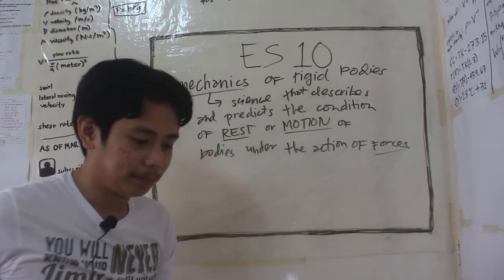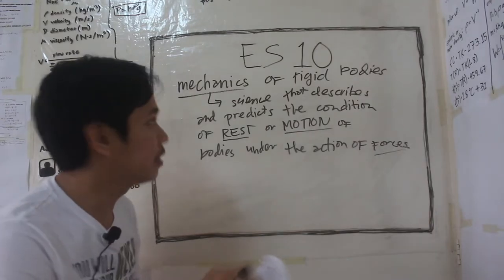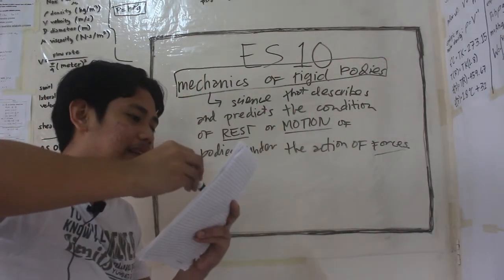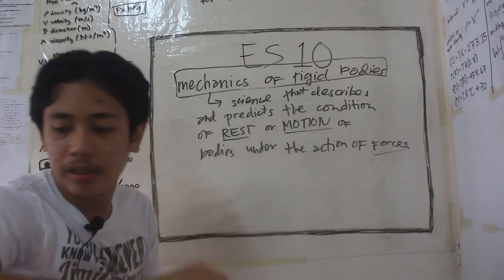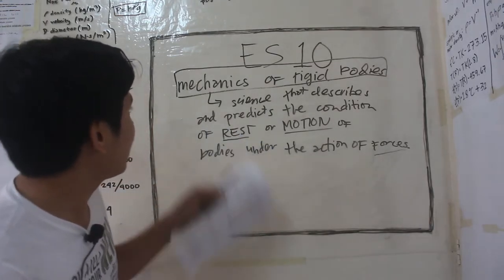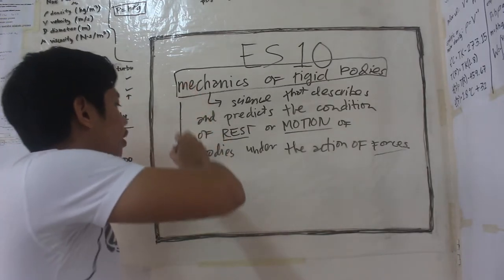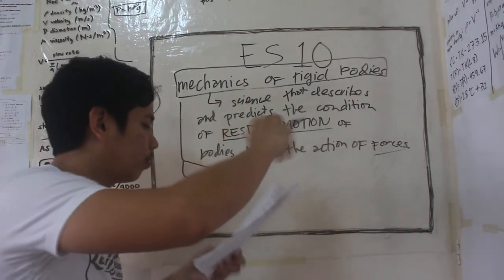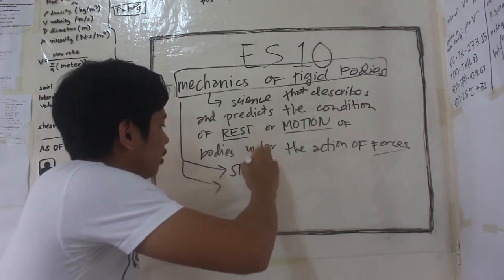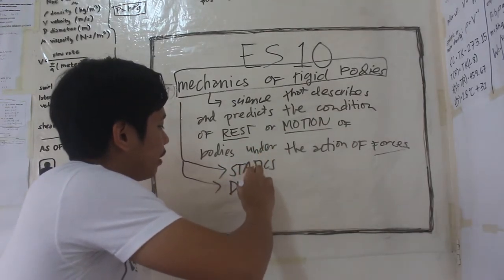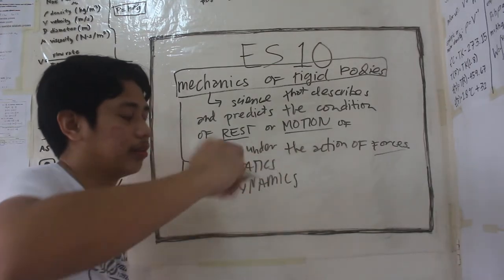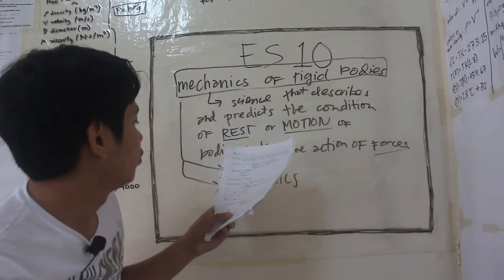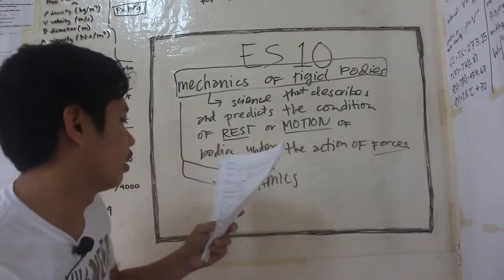Well, it can be mechanics of rigid bodies. This is ES10. Or it can be mechanics of deformable bodies or mechanics of fluids. And mechanics also has branches. You know these two branches, right, if you're an engineering student: first is statics and the dynamics. When we talk about statics, the body is only at rest; dynamics is when it is in motion. So mechanics has statics and dynamics.